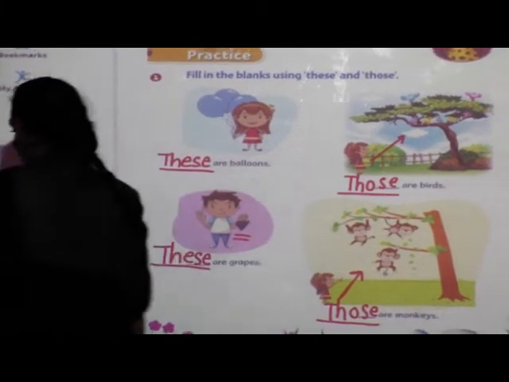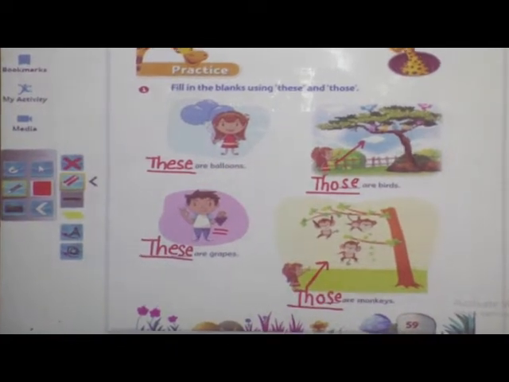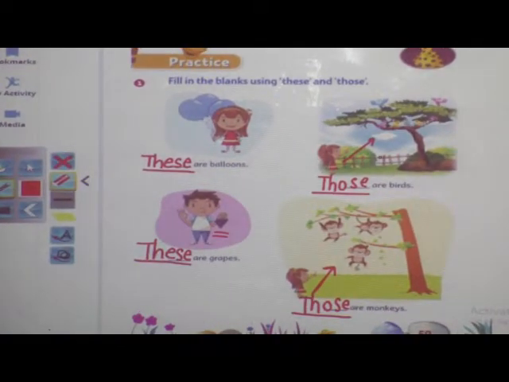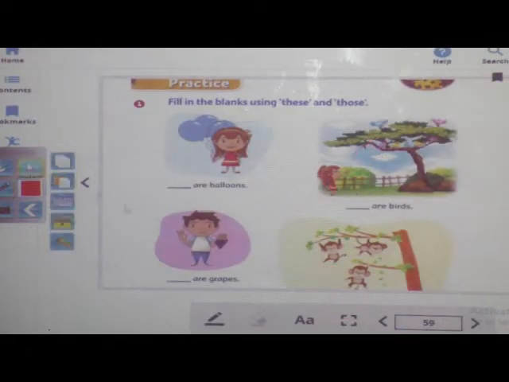Now children, take your workbook and come to page number 23. Yes? Have you opened this page, all of you? Okay, I hope you have opened this page. Take your workbook and come to page number 23. Okay?